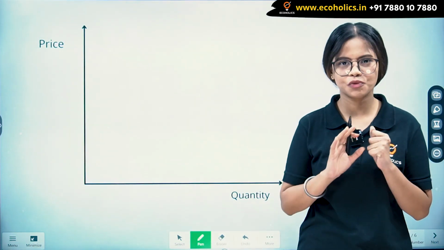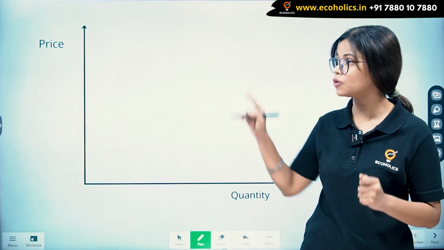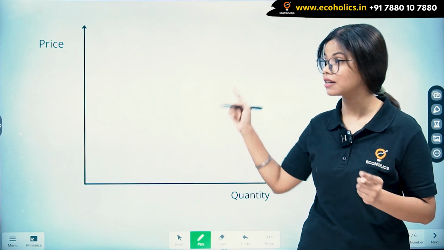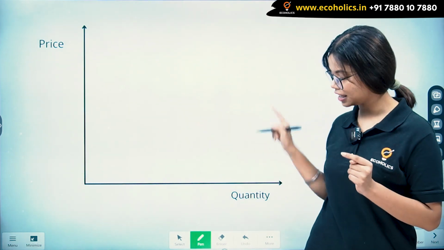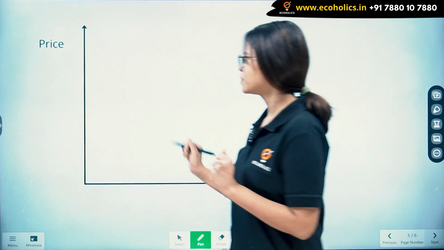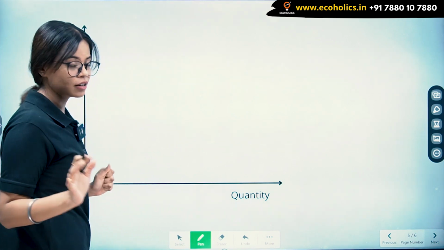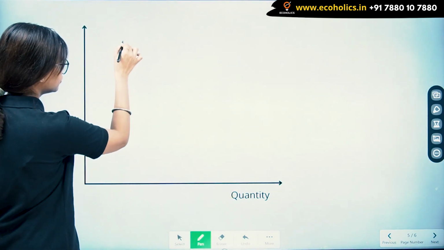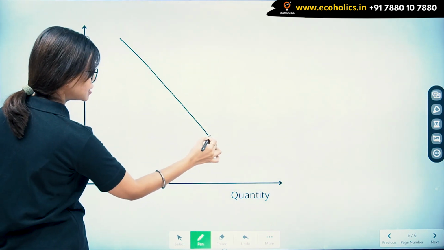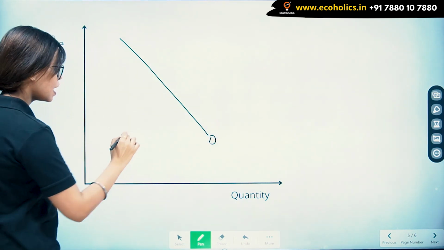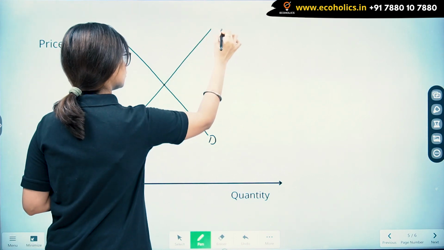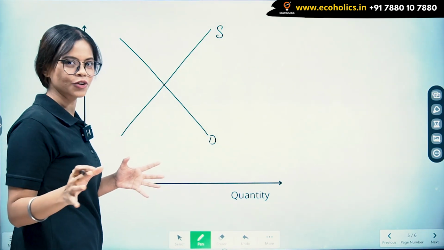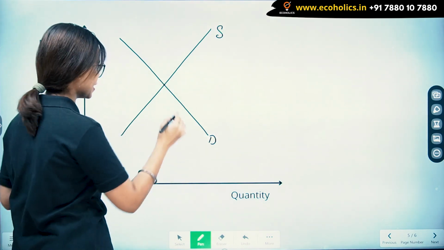Okay, this is a very simple graph. You just need to draw the demand curve and the supply curve, and then we'll locate the equilibrium price and the equilibrium quantity. So let's draw the demand curve. The demand curve slopes downward, so this is our demand curve, and the supply curve slopes upward. Also, you need to take out your notebook and start drawing with me, okay?